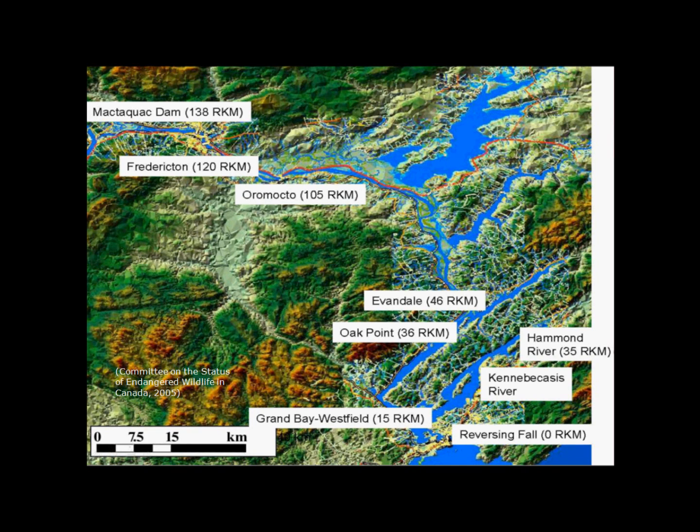This is a map showing the lower portion of the St. John River system, as well as the Mactaquac Dam. The construction of the Mactaquac Dam in 1967 has led to limited spawning of short-nosed sturgeons in the river above the dam.